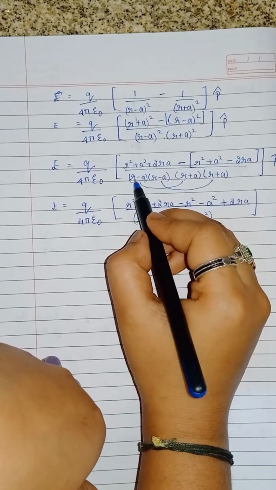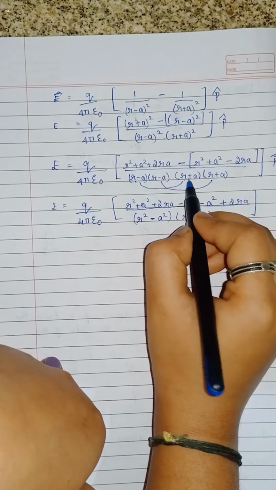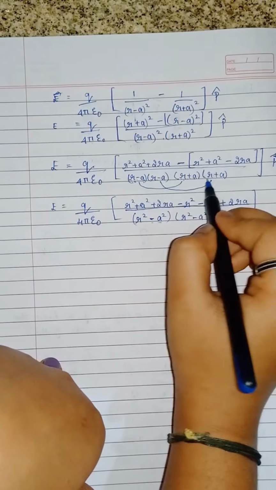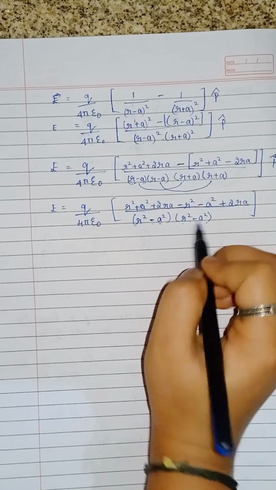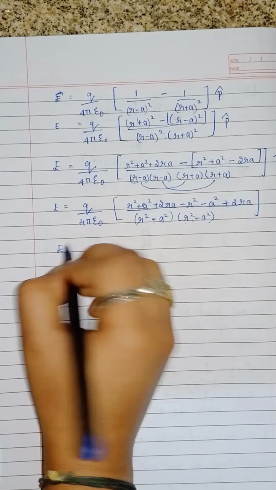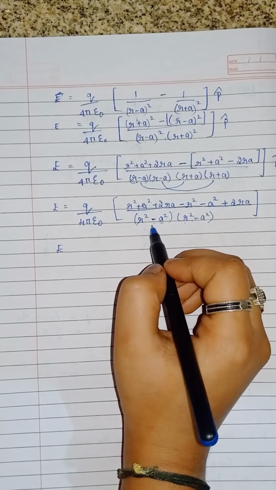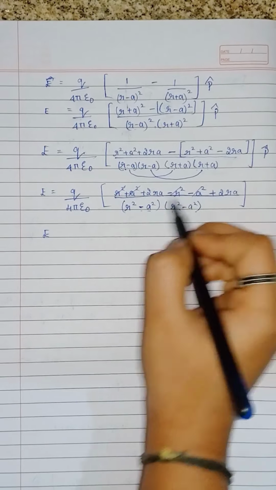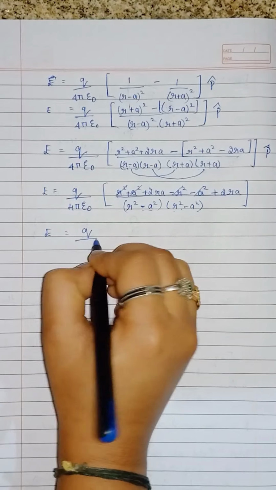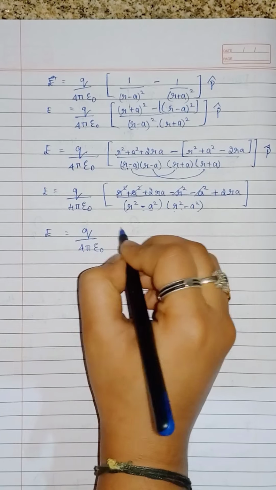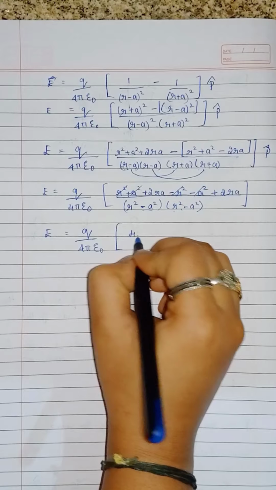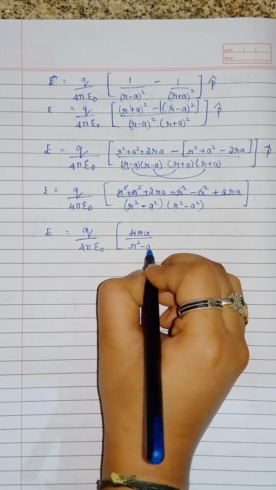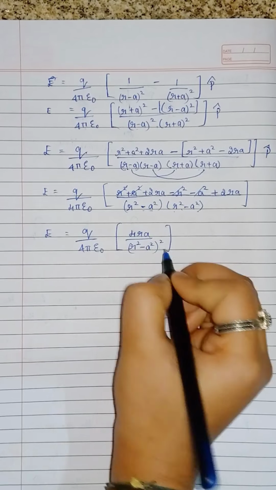I have written it clearly. (a minus b) into (a plus b) is a square minus b square. (r minus a) into (r plus a) is r square minus a square. For both the same. Okay, and next step. Here some terms are getting cancelled. Okay, r square and a square are getting cancelled, and E is equal to q by 4 pi epsilon naught into 4ra. 2ra plus 2ra is 4ra, divided by (r square minus a square) the whole square.